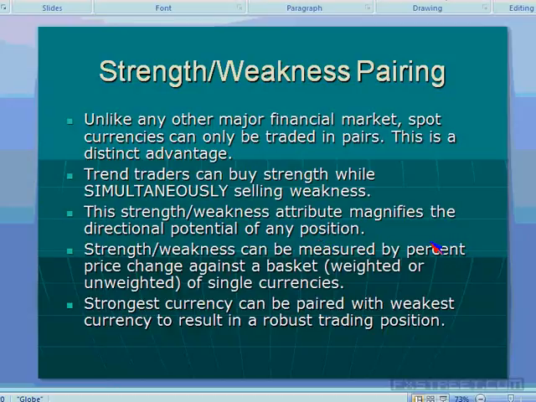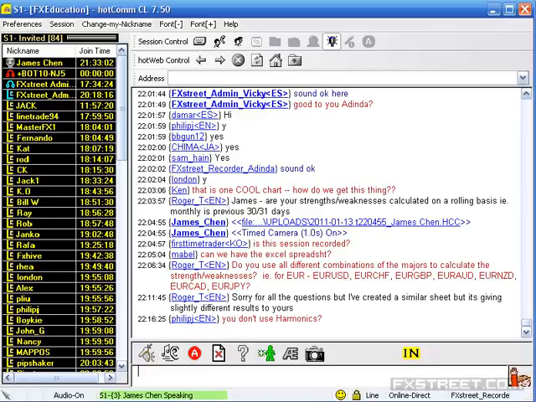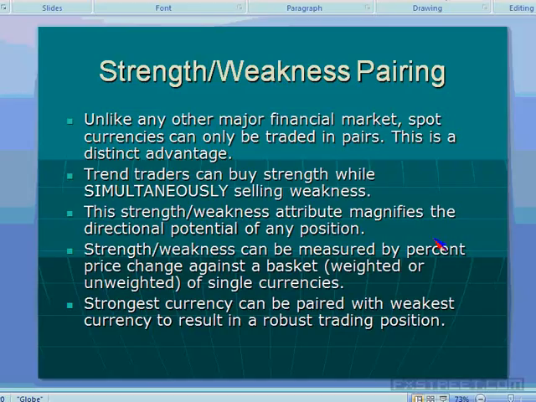If you're trading the stock Apple, and you're buying strength or selling weakness, that's great. But if you're looking at the euro dollar, for example, you see strength in the euro and simultaneous weakness in the dollar. By going long euro dollar, you are essentially magnifying the directional bias of that position, because you're going long the strong while simultaneously going short the weak. So very, very powerful, this stuff.